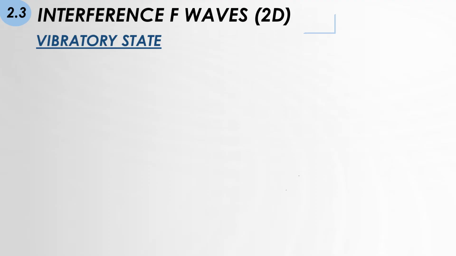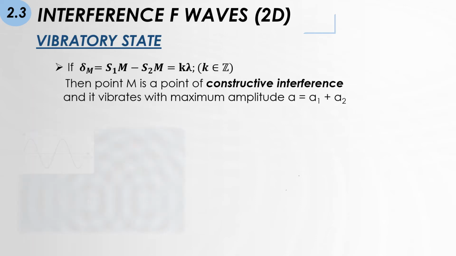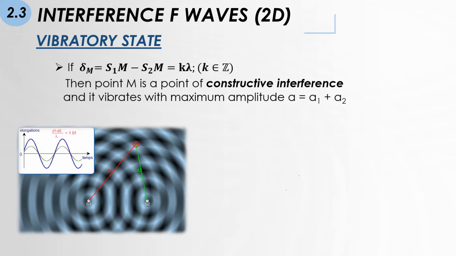The first case that we study in vibratory state is when the path difference delta m, which equals S1m minus S2m, equals k times lambda, k being an integer, positive or negative, because delta can either be positive or negative. In this case, the point m that we're studying is a point of constructive interference. It will be vibrating with the sum of the two amplitudes, which is the maximum amplitude.